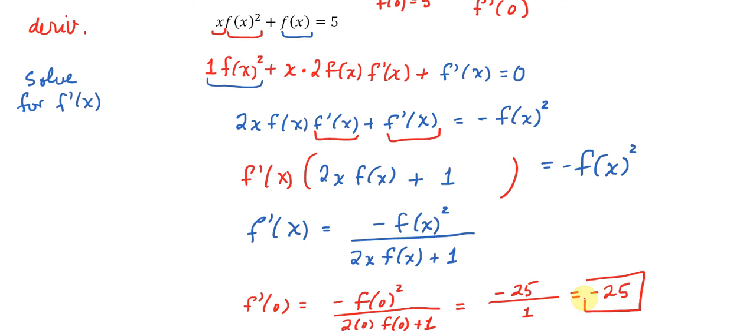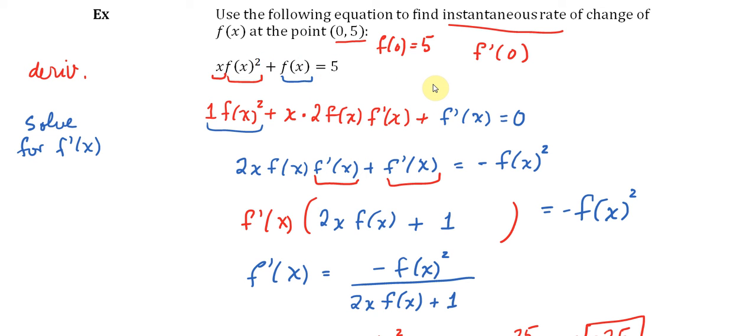In other words, f of x, whatever that function is, must have an instantaneous rate of change, or the slope of the tangent line at the point (0, 5), of negative 25. And I want to point something out here: even though we don't know an expression for f of x, we don't know what type of function it actually is, based on this equation we are still able to find the derivative as long as we're given some basic pieces of information.